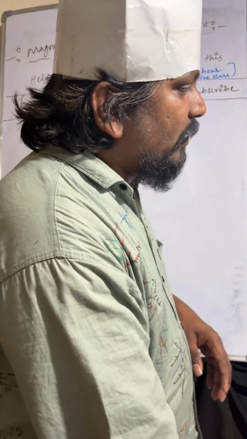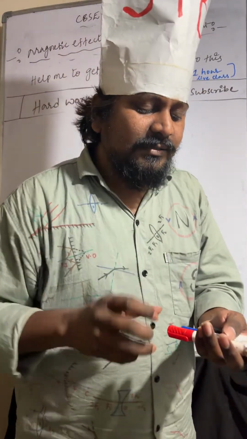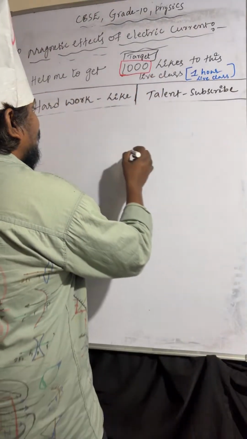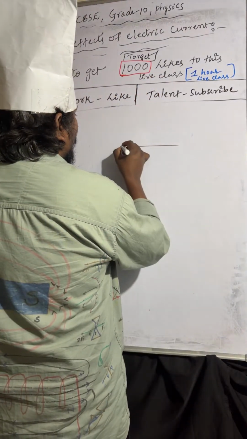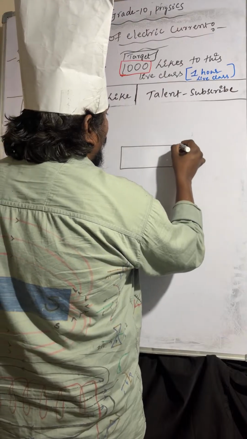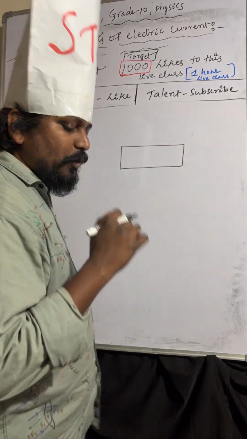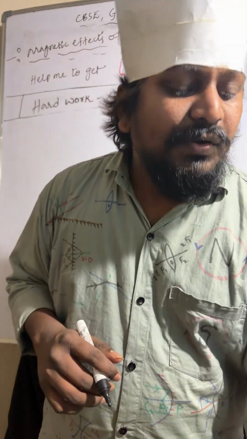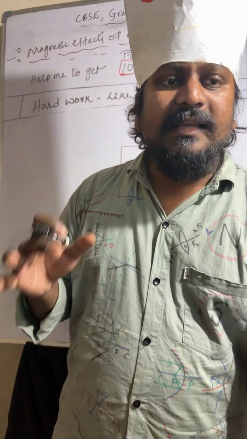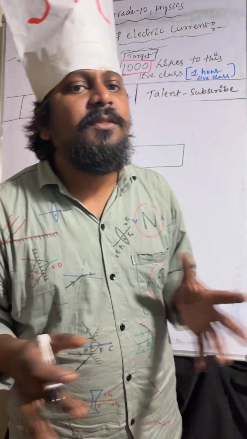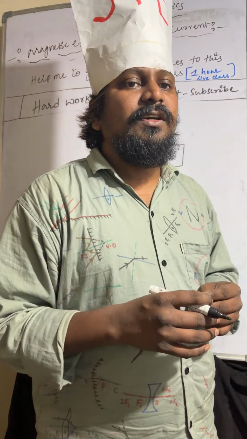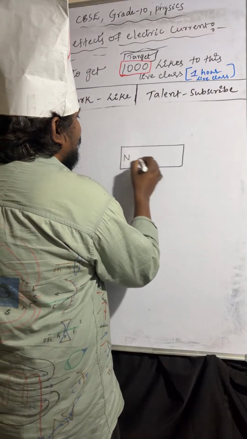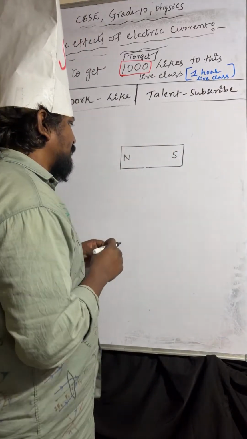Okay, I am taking the bar magnet. Here I am considering this as a bar magnet. A magnet has two poles, the North Pole and the South Pole. So this is the North Pole and this is the South Pole.